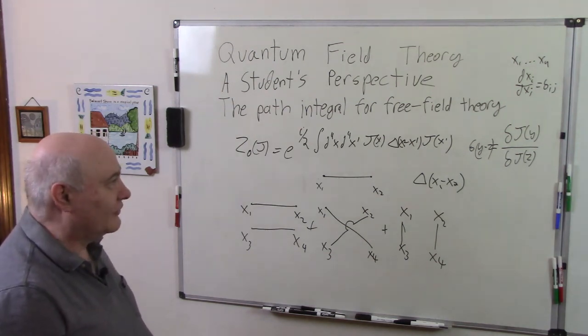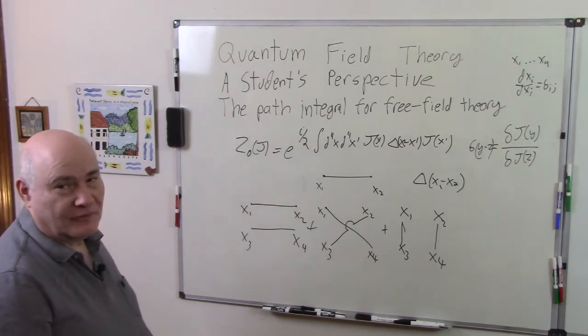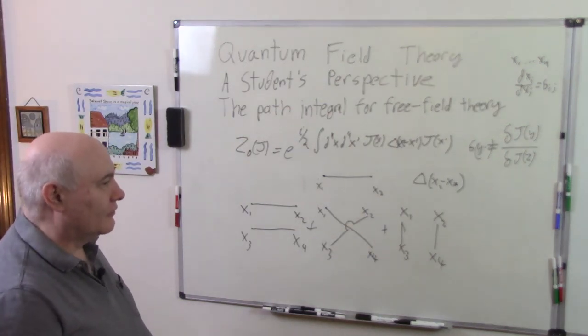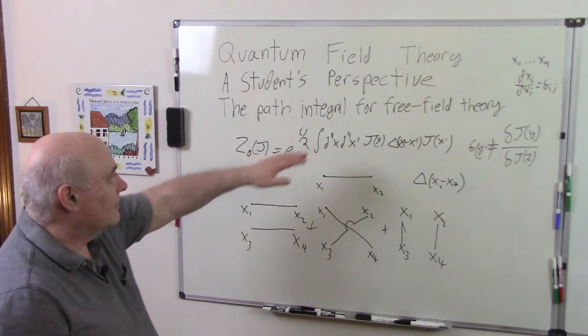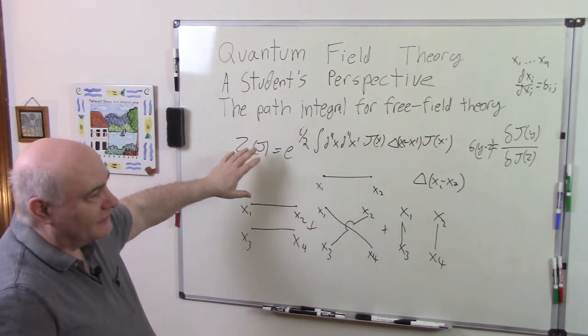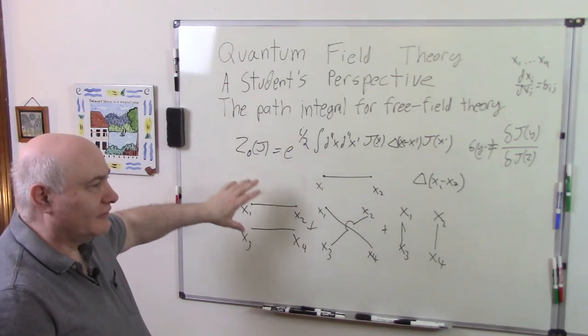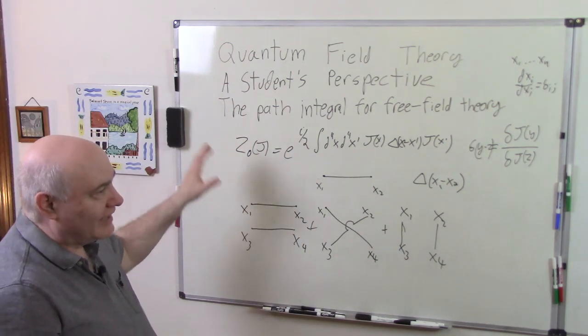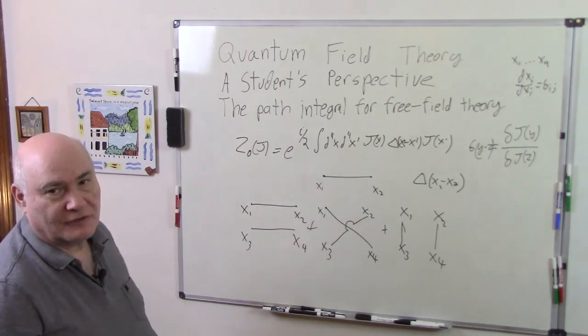And in the next lecture, which is probably the most critical of the book, we will cover interacting field theory and the path integral and how it leads to Feynman diagrams, symmetry factors, and then in the chapter after that, they'll relate it all to cross sections.